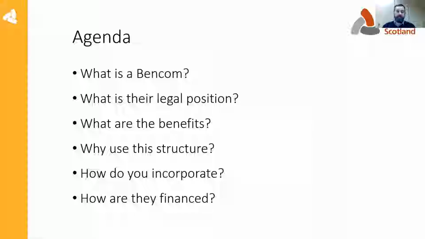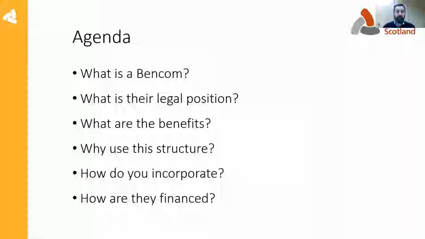So what's on the agenda? What is a bencom? A better understanding of their legal position, where the underpinning comes from, what the benefits are, and why people might want to use it. We've touched on some of those things already. How do you incorporate? It's a little different to setting up a company limited by guarantee or a scheme.